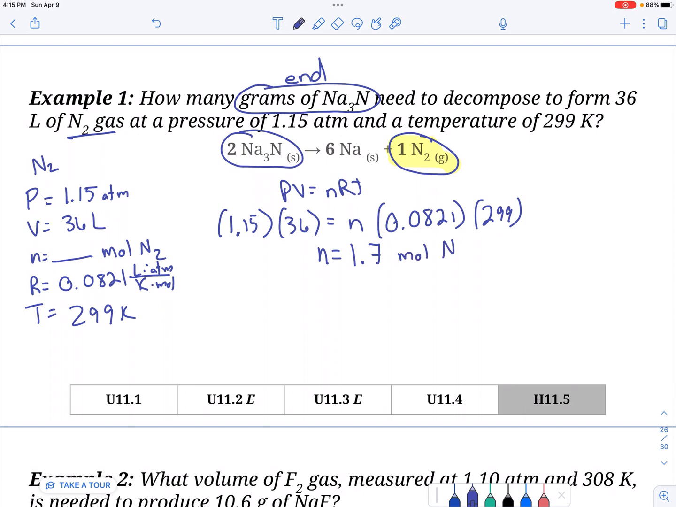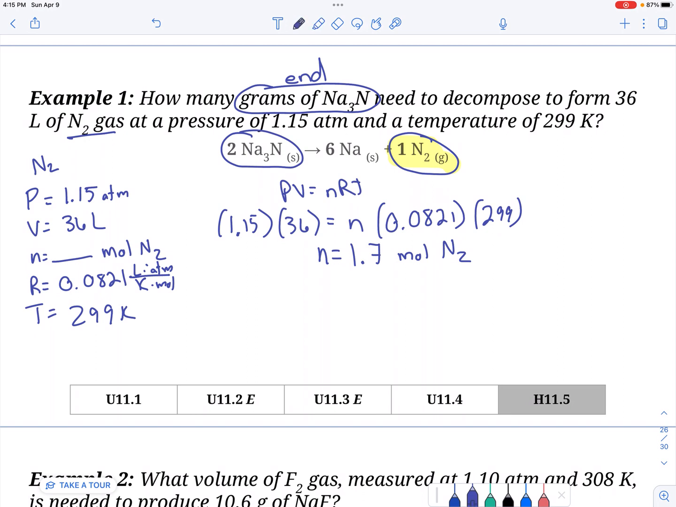Again, this is when it's really important, N2, because the common mistake students make is they see, oh, well, I'm trying to get to grams of Na3N, so the moles I get from this have to be moles of Na3N. But no, this mole value is coming from the ideal gas law. The ideal gas law is talking about a gas. So it is talking about N2.